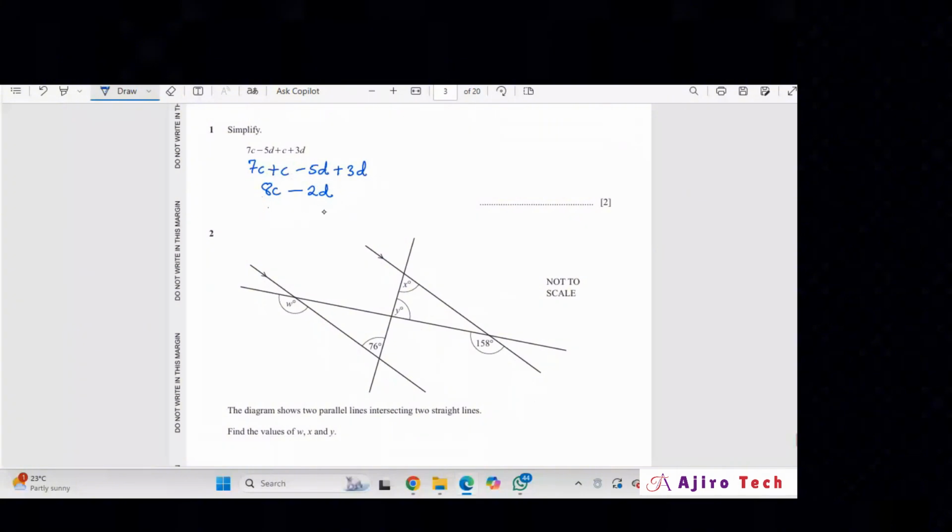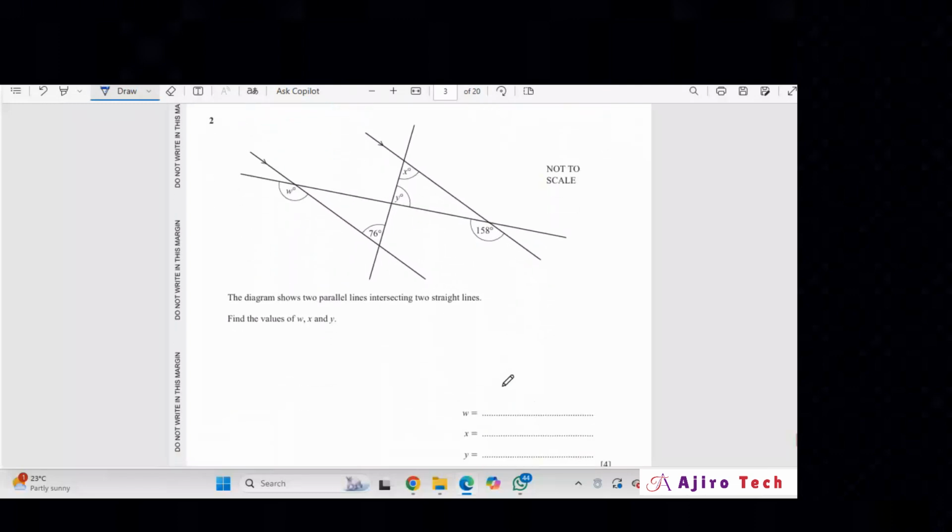And never, I repeat, never add 8c minus 2d or subtract it. Why? Because they are different terms. So this is already an answer. So we have 8c minus 2d, which is the answer in this regard. We are going to continue from there and see how we're going to solve.